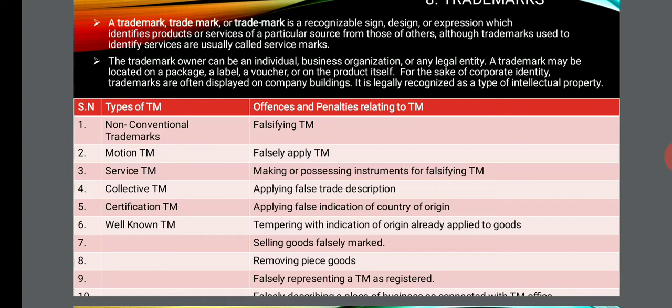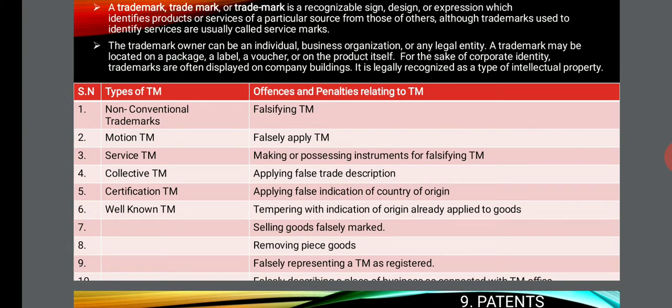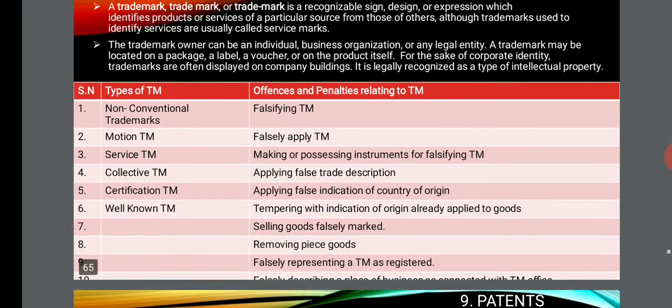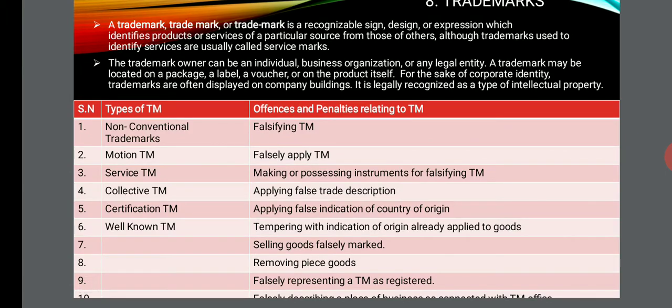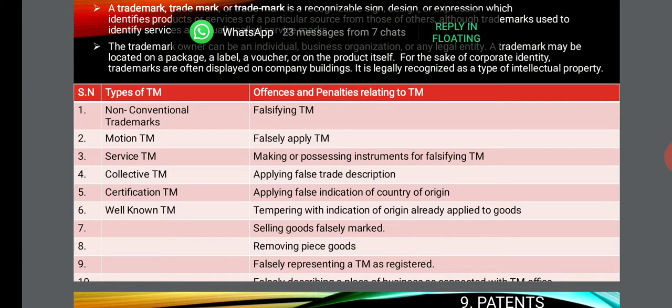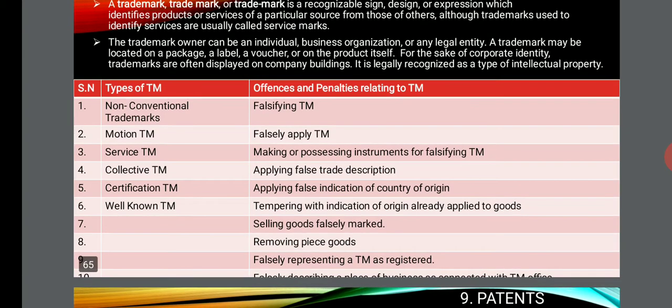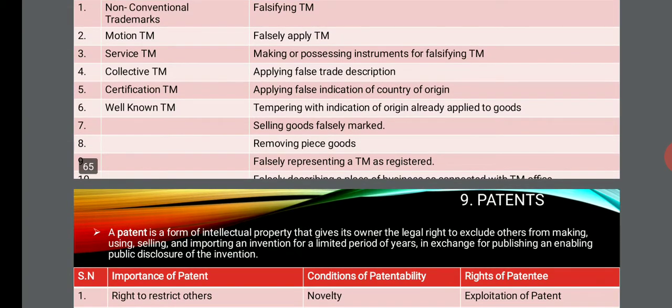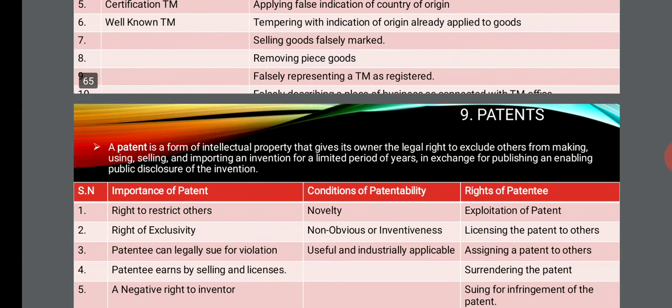Then also tampering with indication of origin already applied to goods. So there are various origins which are applied to goods, and if you are tampering with that, then also that is a crime. Then selling goods falsely marked. So if there is some good and you are selling it, and you don't know whether it is falsely or truly marked, but you are selling some copy, then also it is a crime. Removing piece goods. So if you remove some piece goods, that is also a crime. Remove some goods out of it. Falsely representing a trademark as registered, though your trademark is not registered, but you are falsely representing it to be a registered trademark. There's some 10th point, it is lost, so let us leave that part.